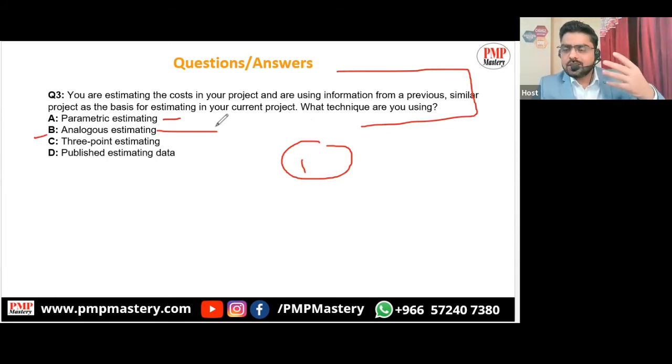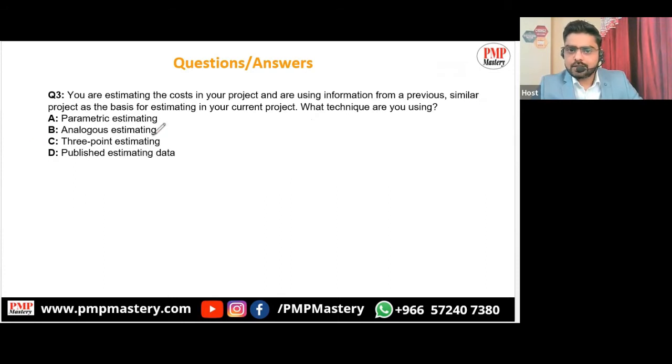So that's the reason we need to identify the keywords wisely and smartly in the questions. I have already given you all the keywords to know about all the estimation techniques. So the right answer is what I have said here, analogous.